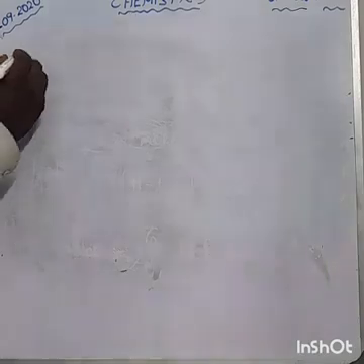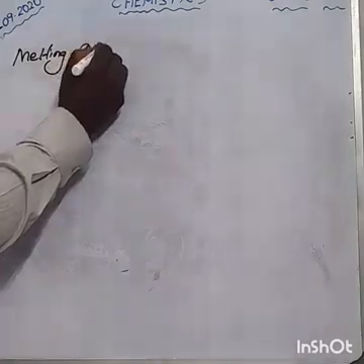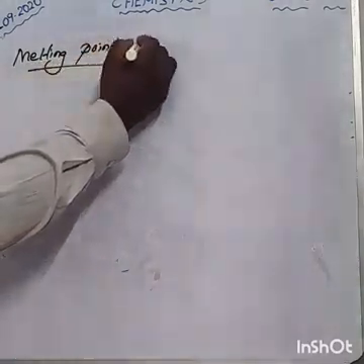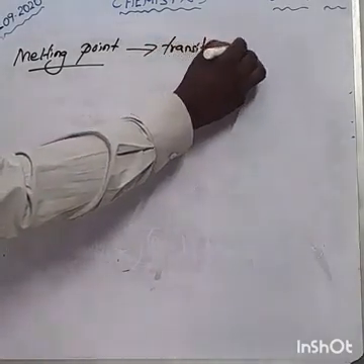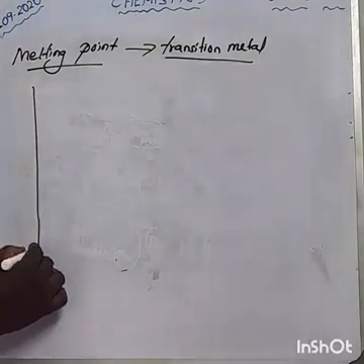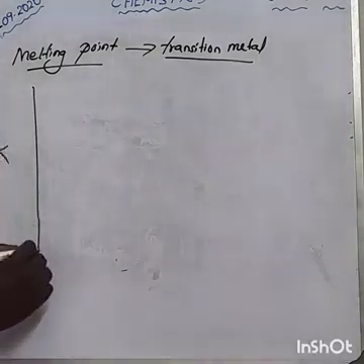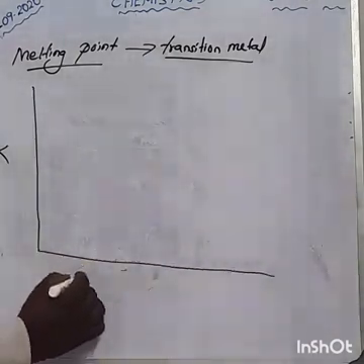Next, about the melting point of the transition metals. Here, the first condition, we are plotting a graph of melting point versus Kelvin in the 3d transition series. This is for the 3d series elements.